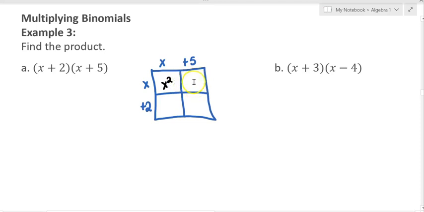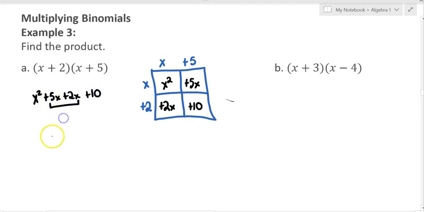This box on the top right tells you to take x times positive 5, which is positive 5x. This bottom left box here tells you to take 2 times x, which is positive 2x. And then the bottom right box is take 2 times 5, which is positive 10. So now what you have here is x squared plus 5x plus 2x plus 10.